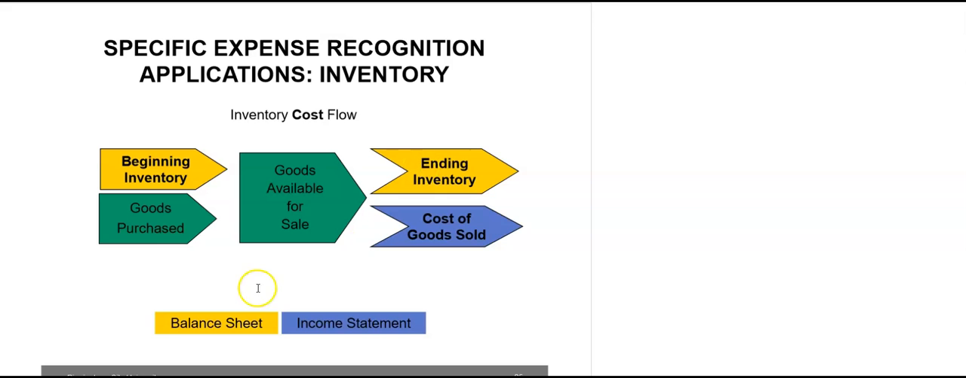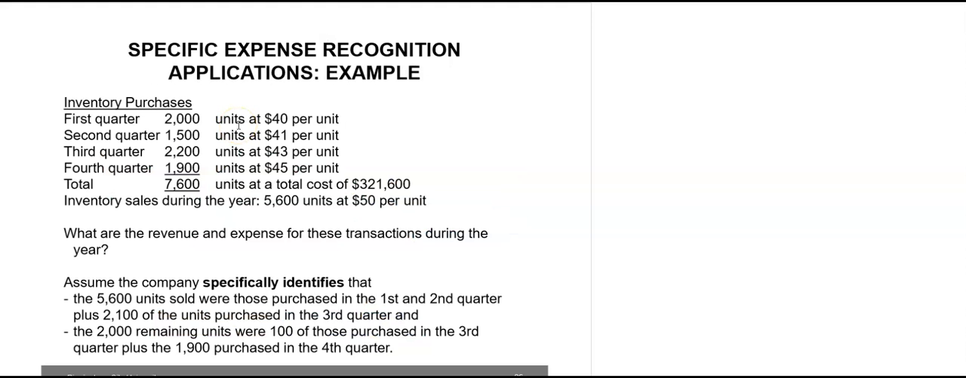The ending inventory, as we know, is reported in the balance sheet, and the cost of goods sold, that is the inventory sold during the period, is reported as an expense in the income statement. To illustrate the cost flow for inventory, here we have an example.